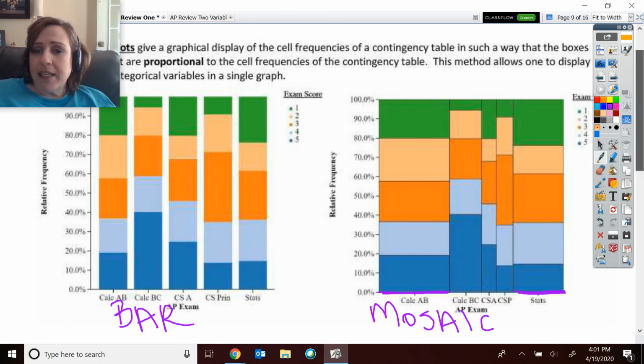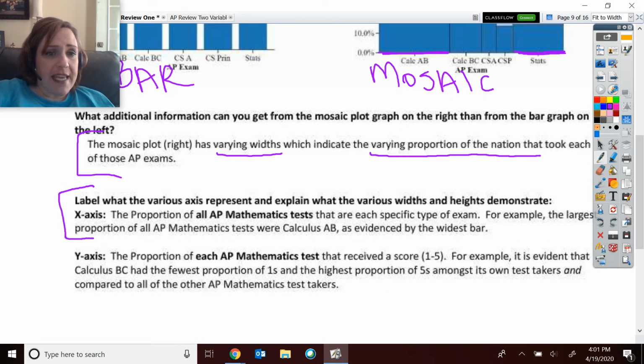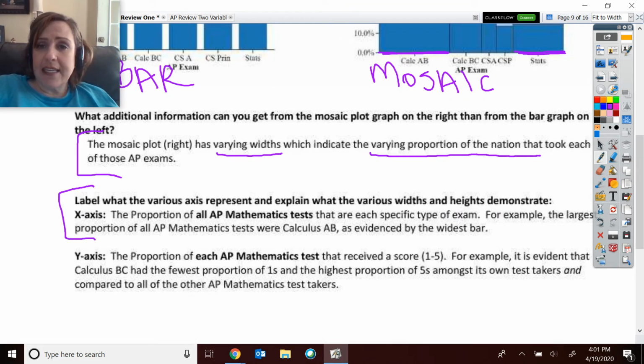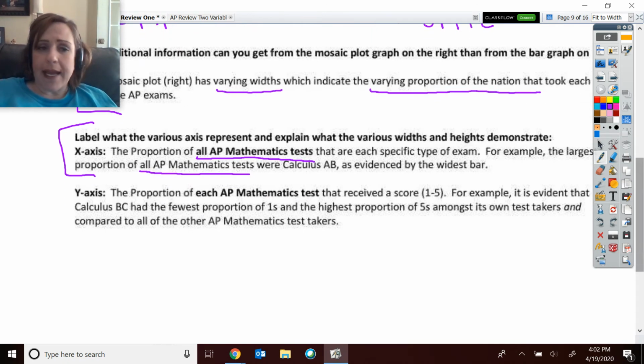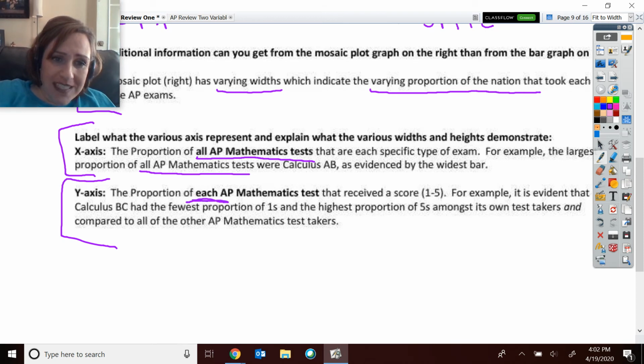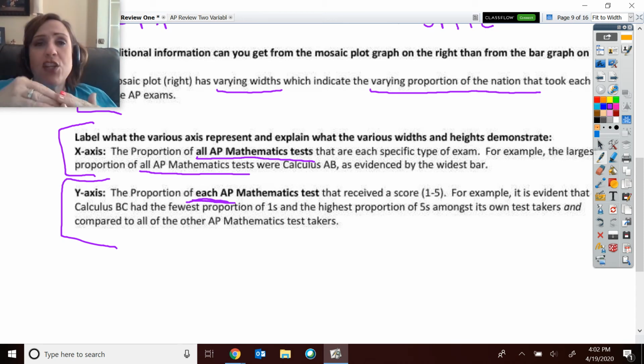All right? Now, if we take a look at the x-axis, the x-axis is, again, telling us that proportion of all the AP mathematics tests taken, and then what proportion of those were for each specific type. So we can see the largest proportion of all mathematics tests was the Calc AB. But what about the y-axis? That y-axis is the proportion of each specific test, and the proportion of those tests that had 1s, 2s, 3s, 4s, and 5s.